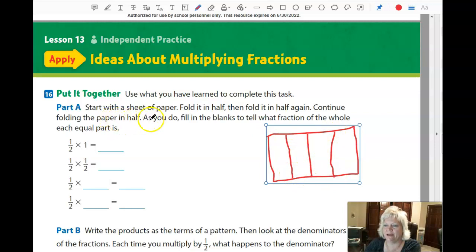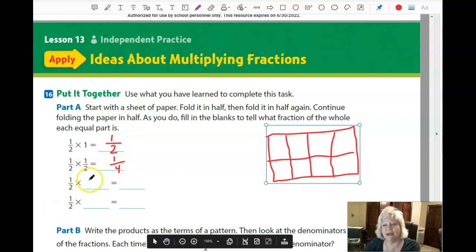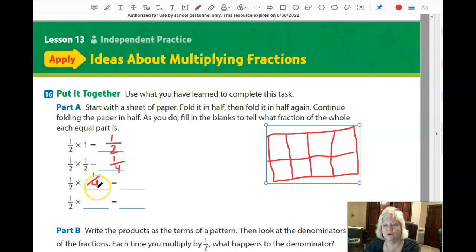Continue folding the paper in half. As you do, fill in the blanks to tell what fraction of the whole. So I had one piece of paper and I folded it in half. That equals 1/2. Now, when I folded it in half again, I got 1/4. If I folded it in half this way now, I would have 1/2 times 1/4, which would give me 1/8.